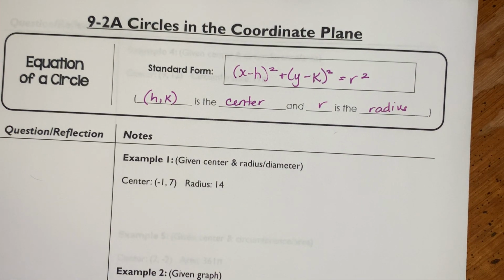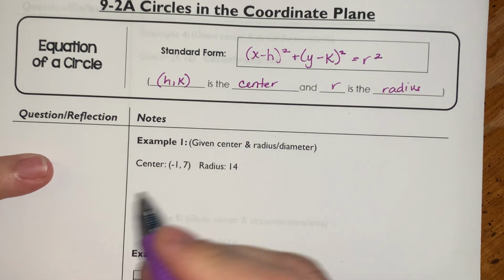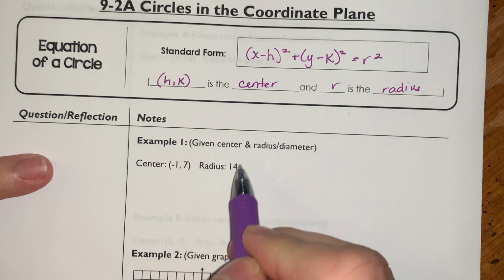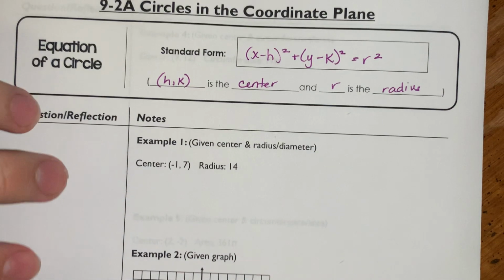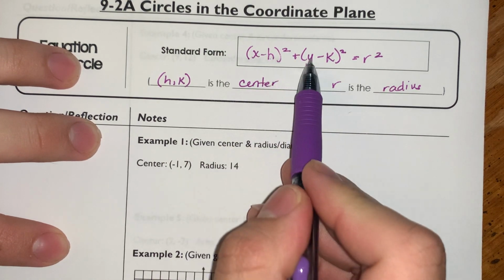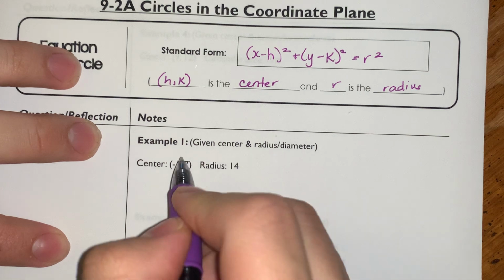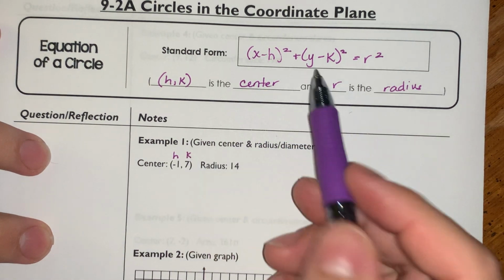So we know that r is the radius, but besides that, everything is pretty straightforward. We're starting off with a simple example. If they give you a center and the radius or diameter, you're going to have to go ahead and create the equation of the circle yourself. So we know that the equation of the circle is x minus h, y minus k. If my center is this right here, this is my h, and that's my k.